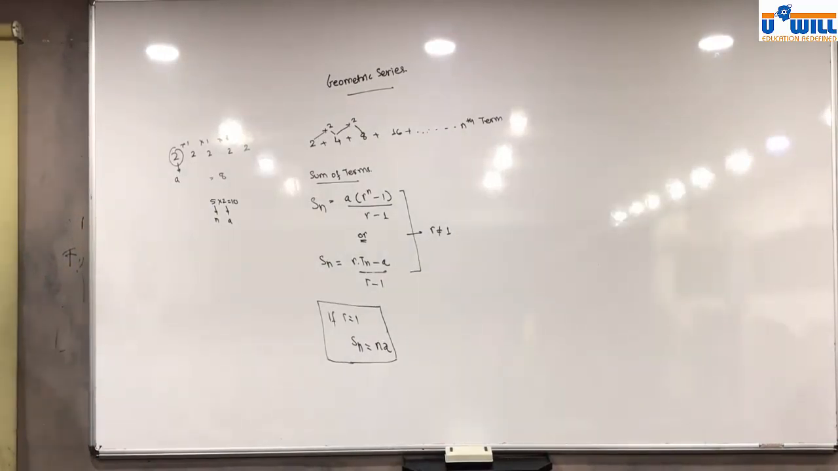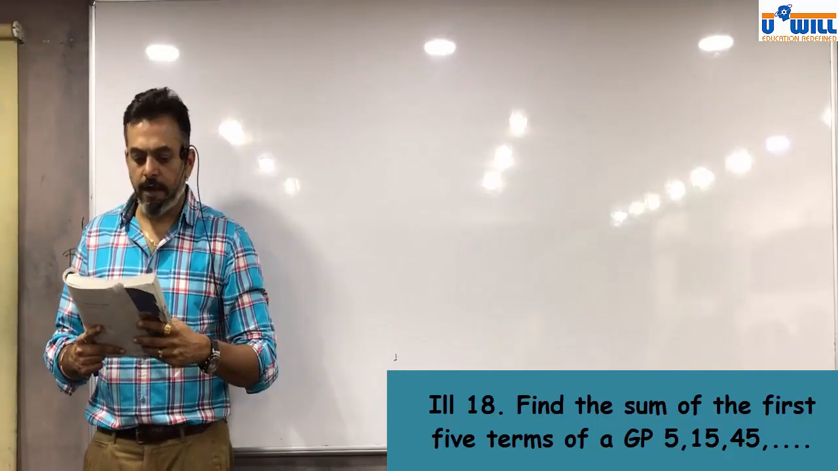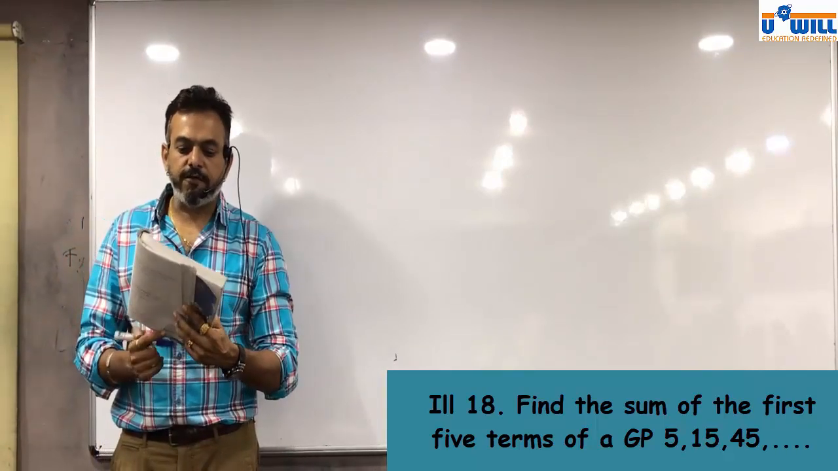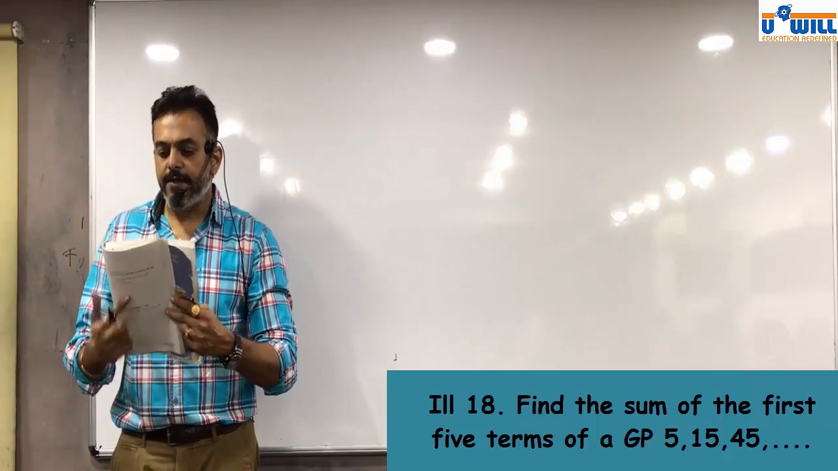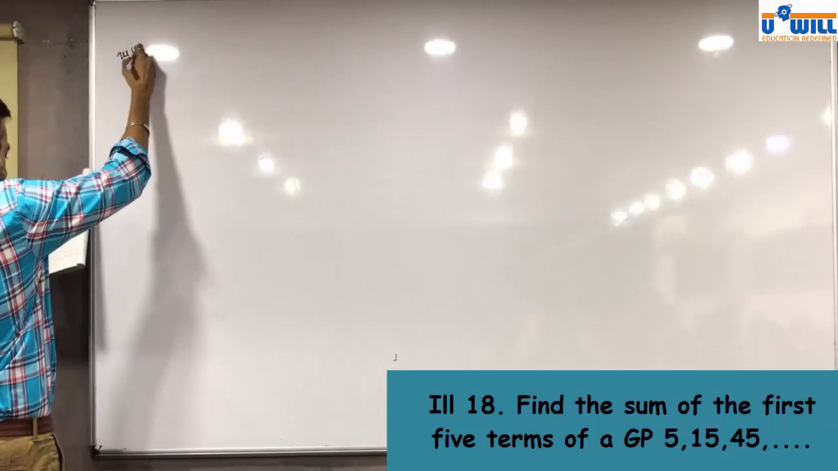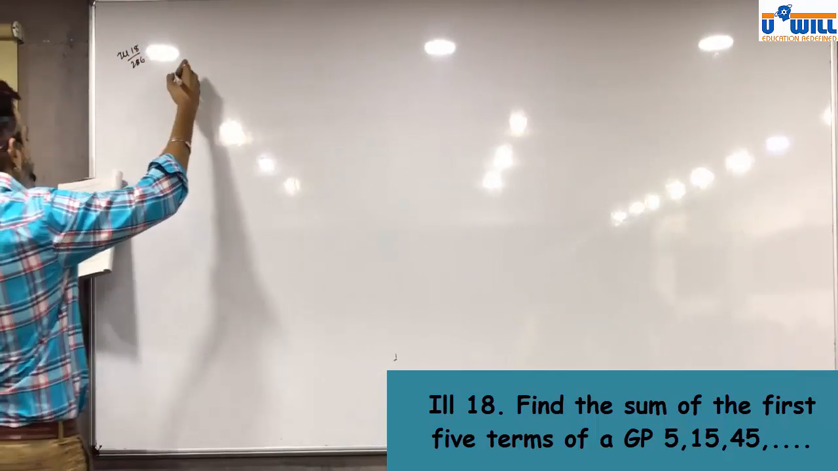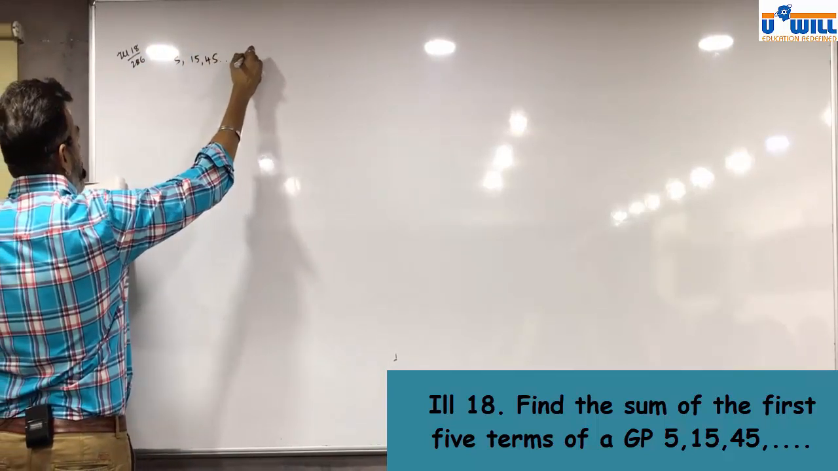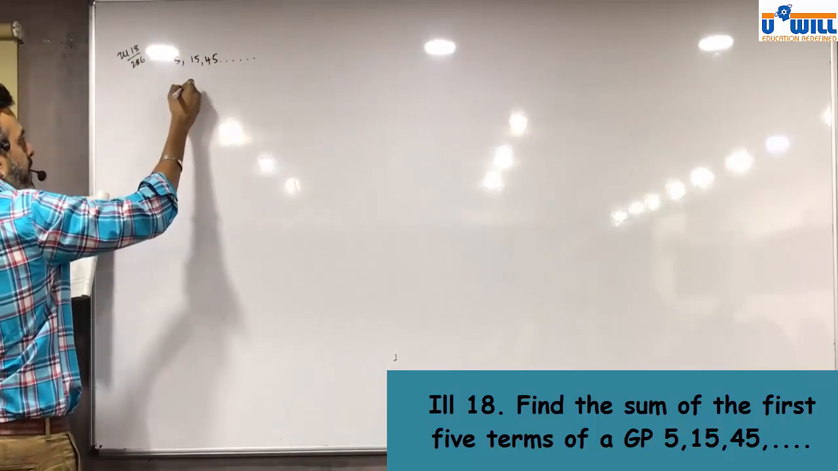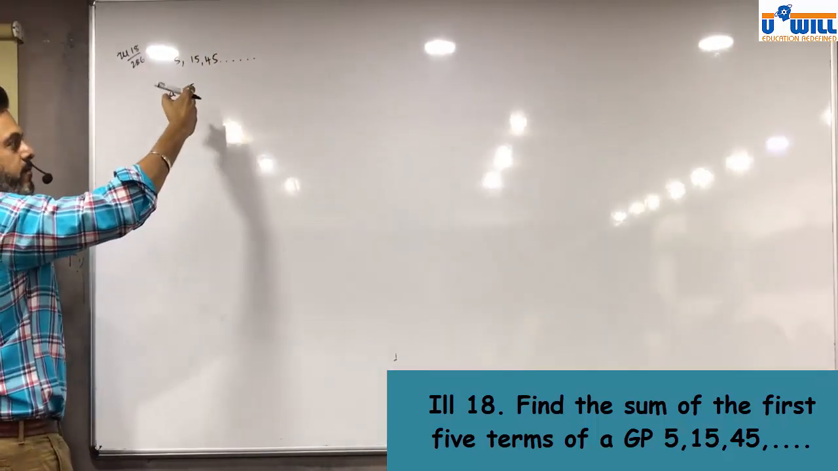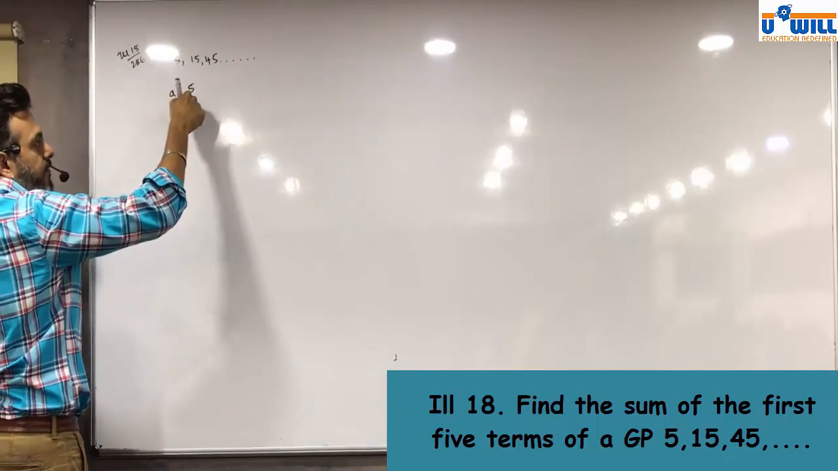Come to page number 286. Illustration 18, page 286. Find the sum of first 5 terms of GP 5, 15, 45. Let's write illustration 18, page number 286. The terms are 5, 15, 45. Now, what is a? The first term is 5. Pay attention, this is the first term, so then you will be able to do it yourself. a is equal to 5.